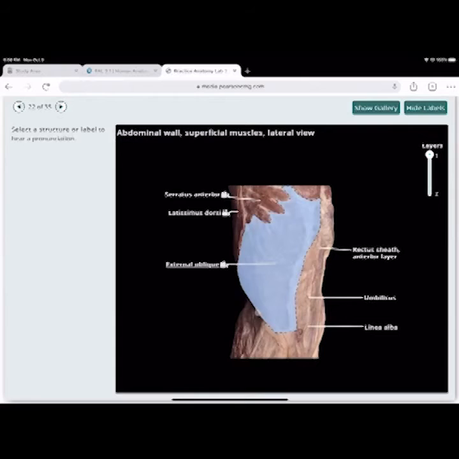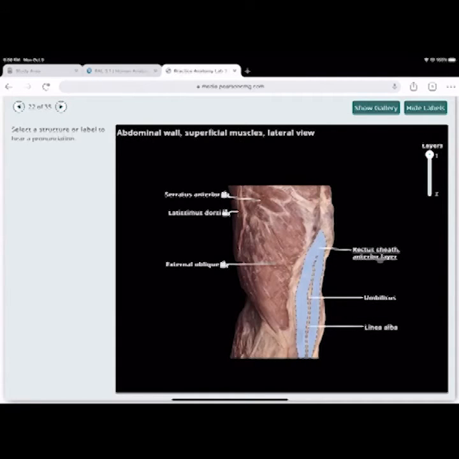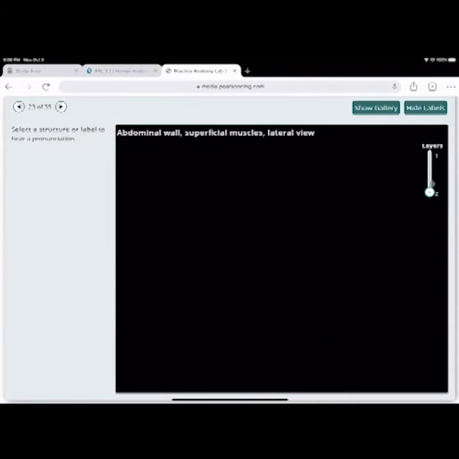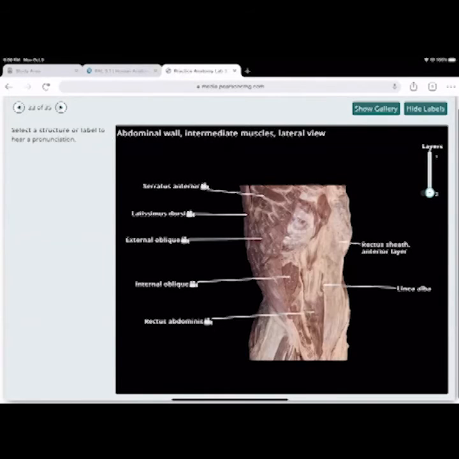The linea alba, the umbilicus, and the rectus sheath. That's your anterior layer of the rectus sheath. Let's dissect that down a little further. And we get our serratus anterior still, which are these muscles right up in here. And then these are your external obliques adjacent to it.